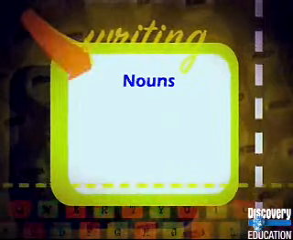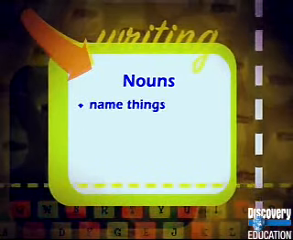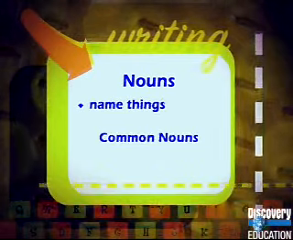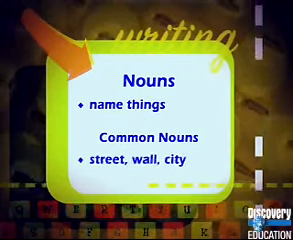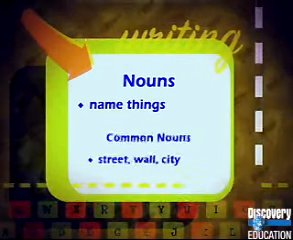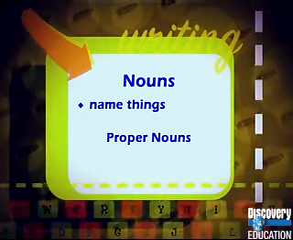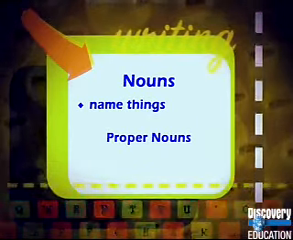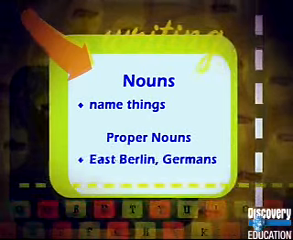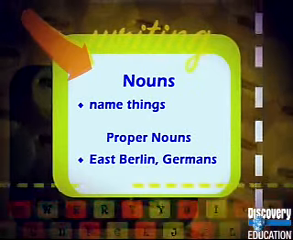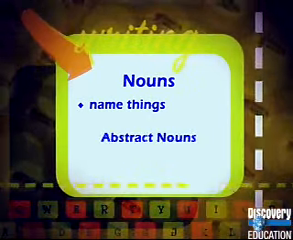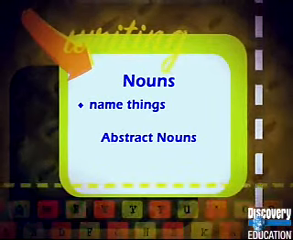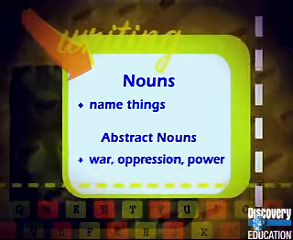As you know, nouns are the words that name things. Common nouns address everyday words like street, wall, and city, while proper nouns refer to a particular thing, place, or being, like East Berlin or Germans. There are also abstract nouns that describe non-tangible things like war, oppression, and power.